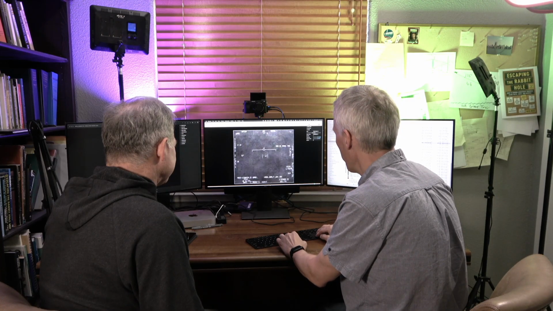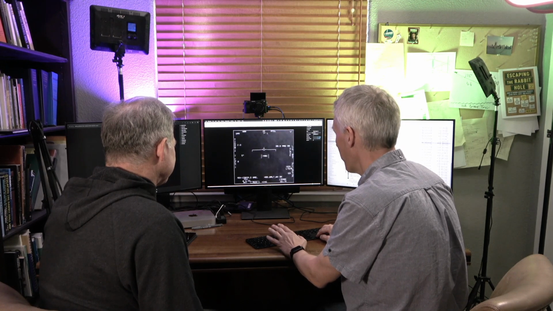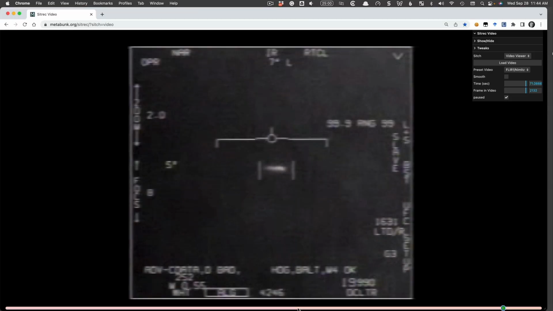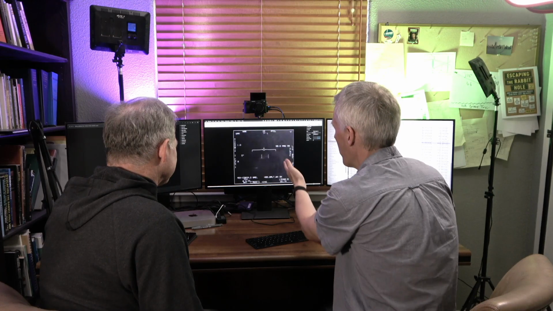What gets interesting is the way it changes between a narrow field of view and a wide field of view. Here we're in narrow field of view, meaning we're really zoomed in. And we're going to change to a medium or a wide field of view. And we do that here, and we see the object zips off.